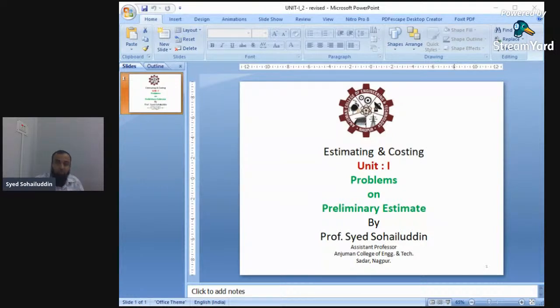So today we will start as usual. We have seen in the last lecture the introduction about unit number 1, and we have seen the various approximate estimates or preliminary estimates related with unit number 1. So in the last lecture we have seen the introduction about unit number 1.